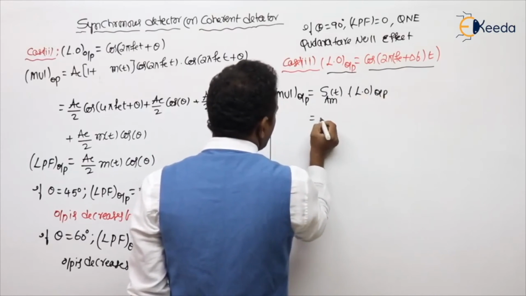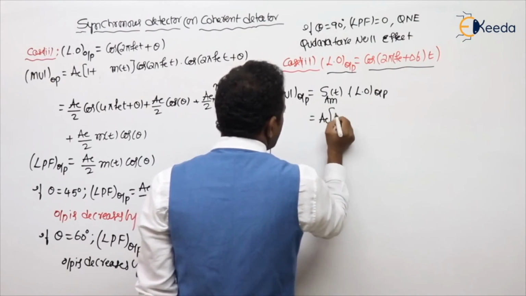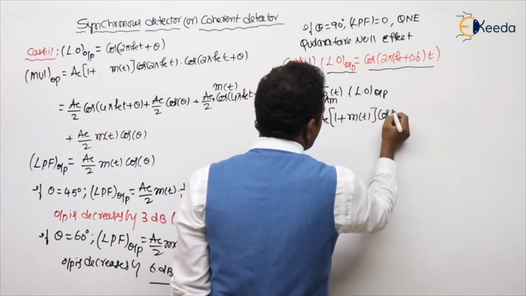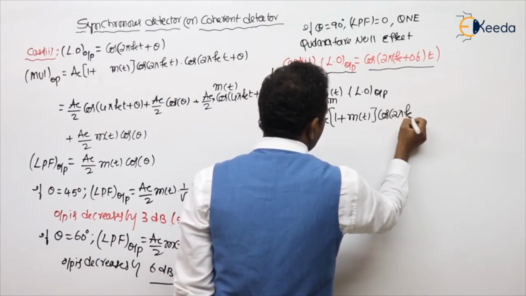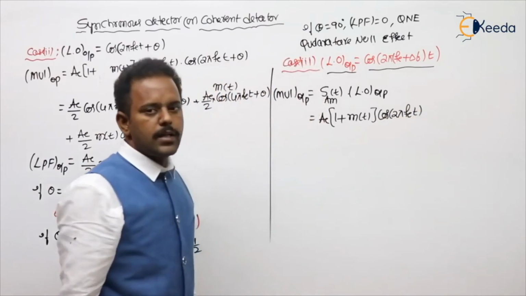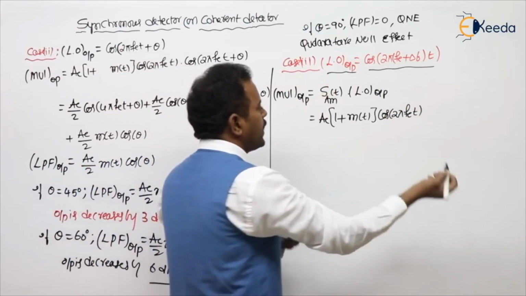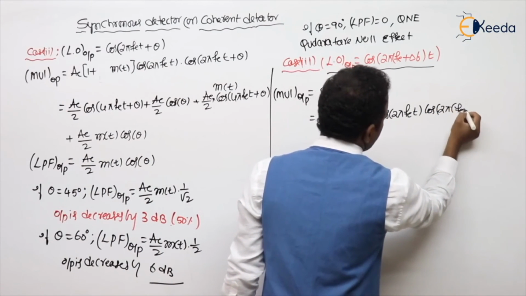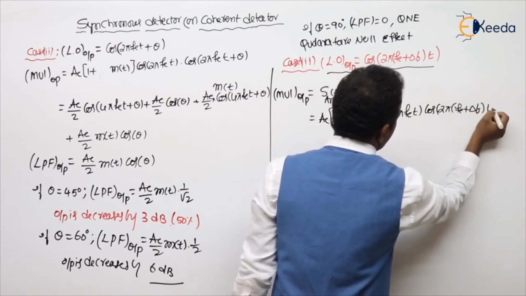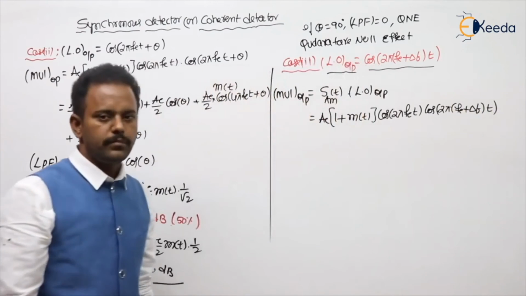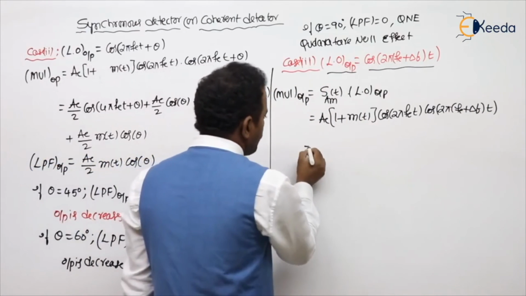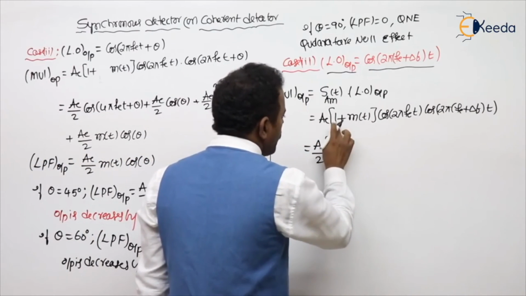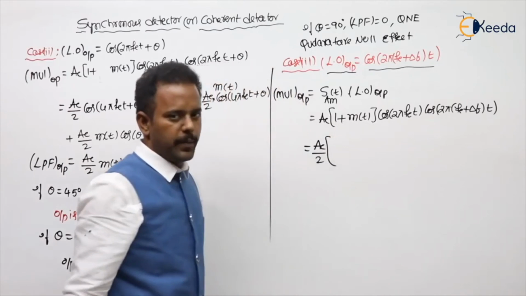What is the amplitude modulated signal? Ac into 1 plus m of t into cos 2 pi fct. What is the local oscillator output, now having a frequency difference? Cos 2 pi into (fc plus delta f) t. For the cos A cos B formula, the factor 2 is not there, so multiply and divide by 2. Ac by 2 into 1 into those two terms we have to multiply.